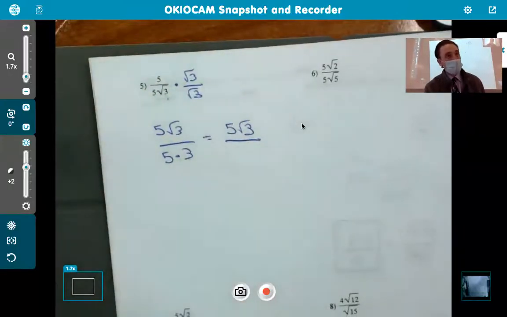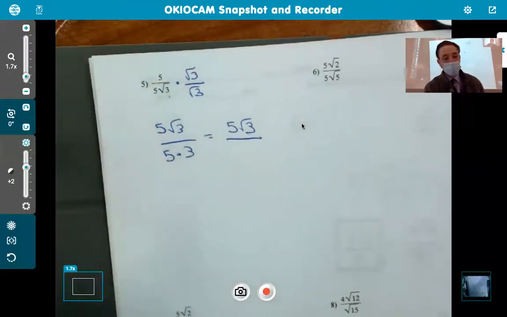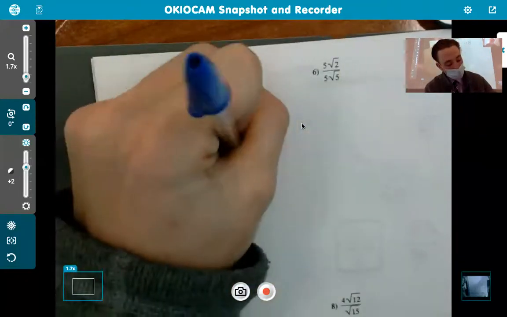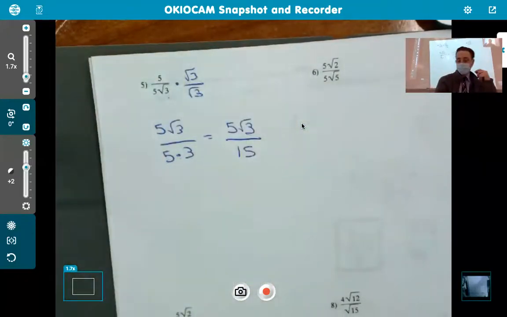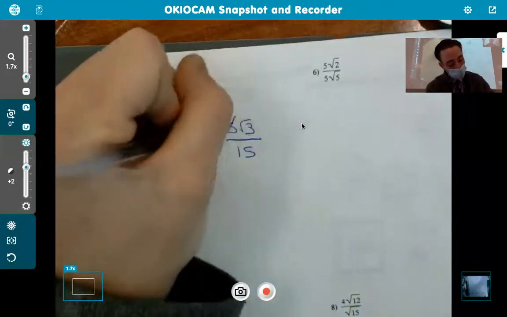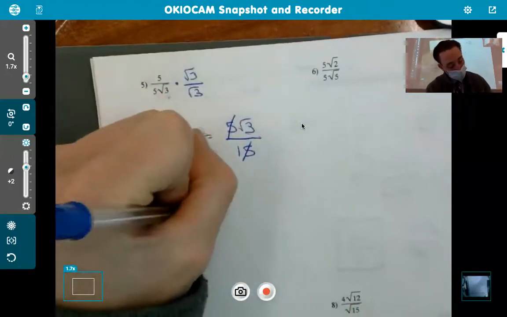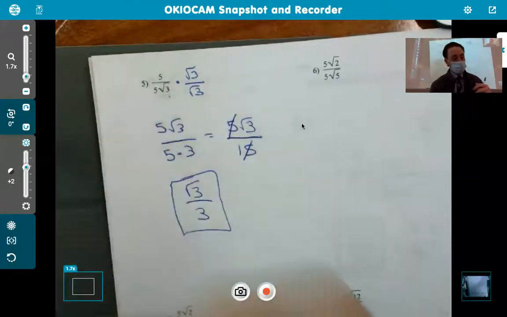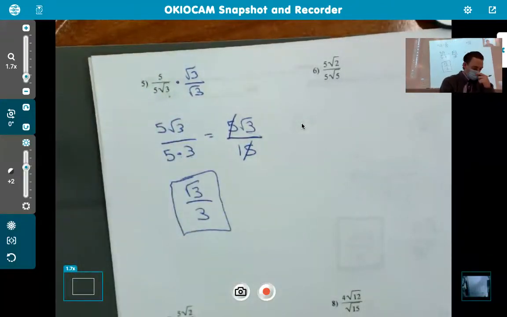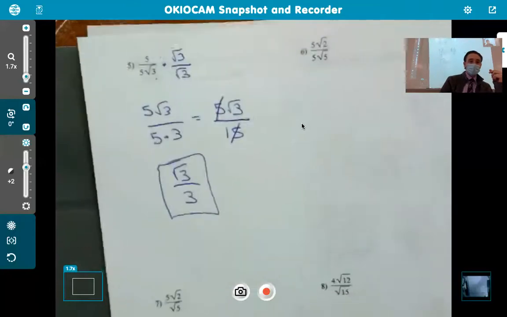5 root 3 stays the same in my numerator. My denominator becomes what number? 15. And then what number can I divide both the numerator and denominator by? 5, so I can take 5 out of each. I'm left with root 3 over 3. Okay. Any questions about number 5?